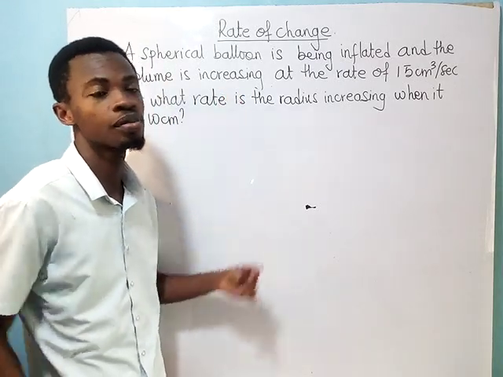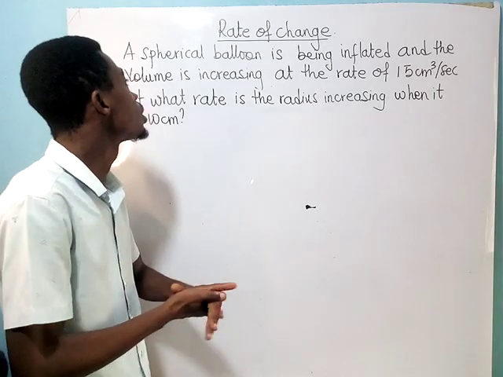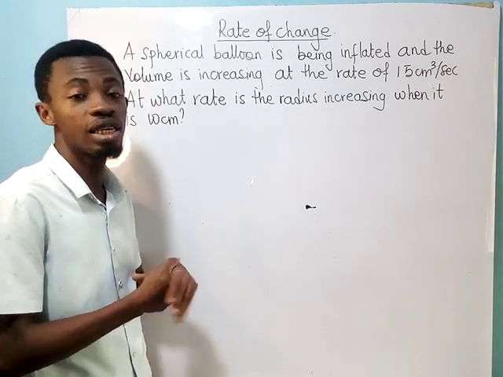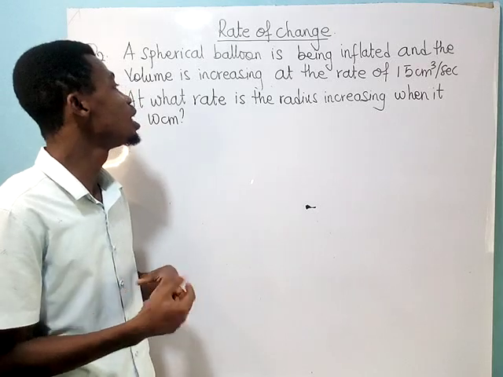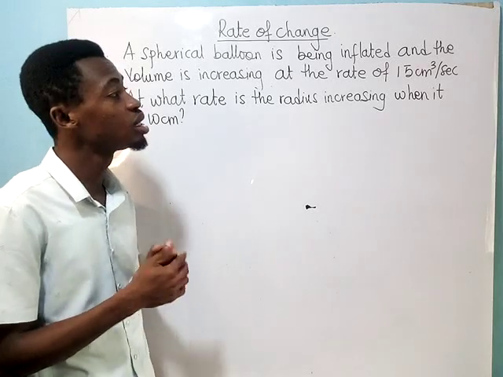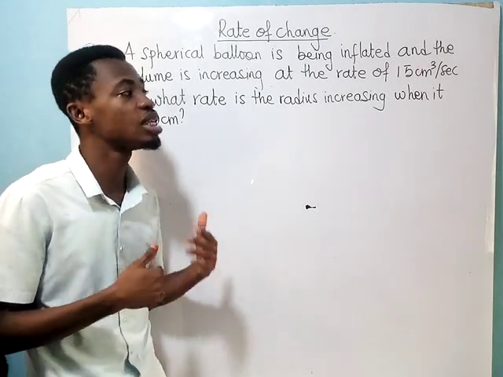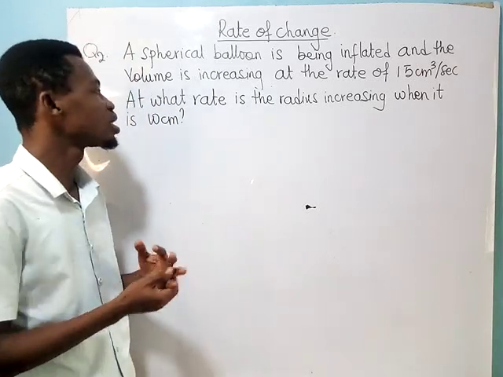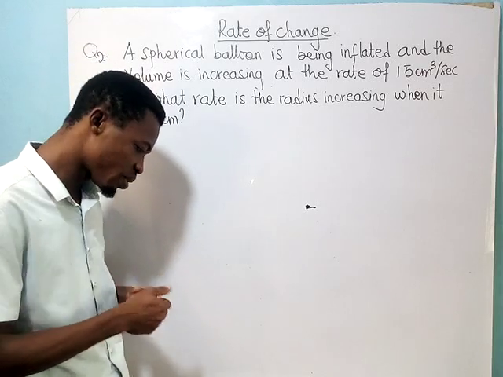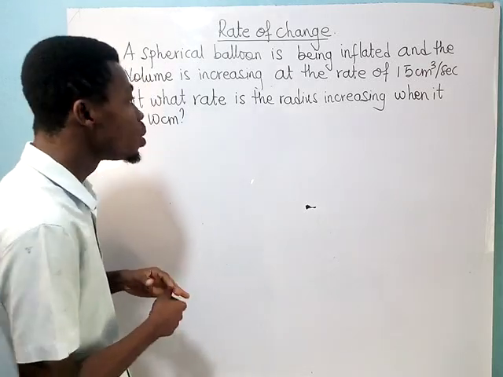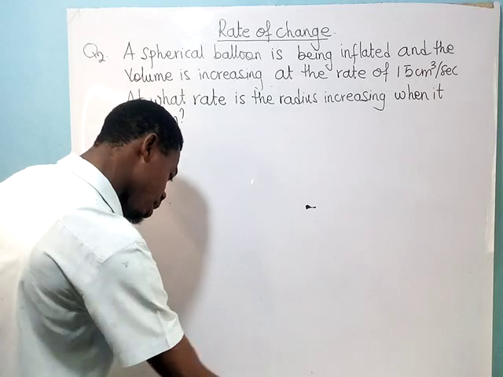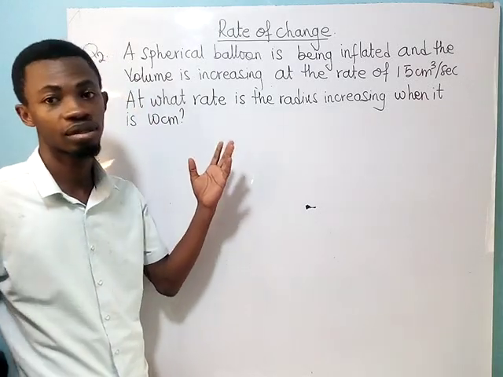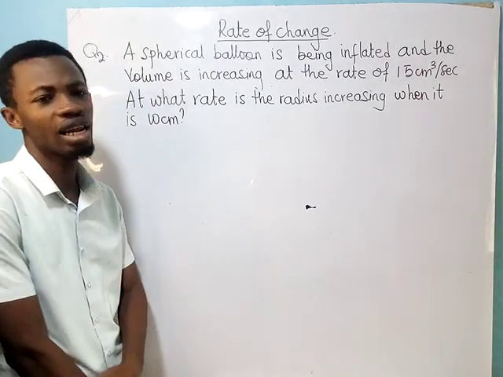So on the board, the question says a spherical balloon is being inflated, and the volume is increasing at the rate of 15 centimeters cube per second. At what rate is the radius increasing when it is 10 centimeters? Okay, so let's analyze the question.